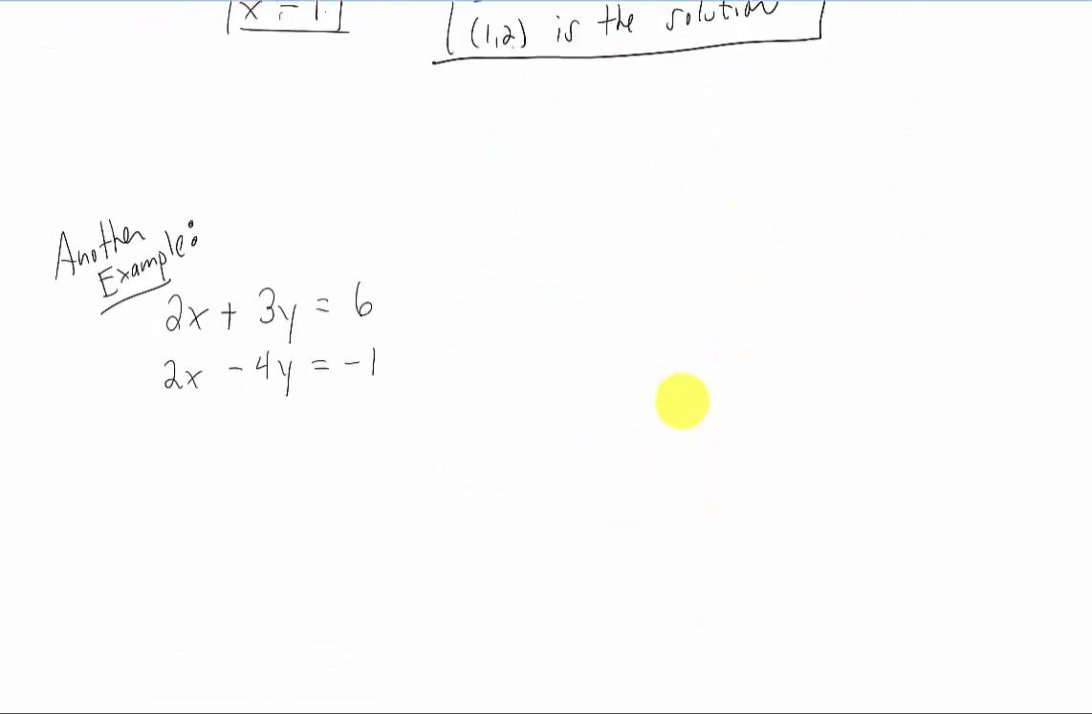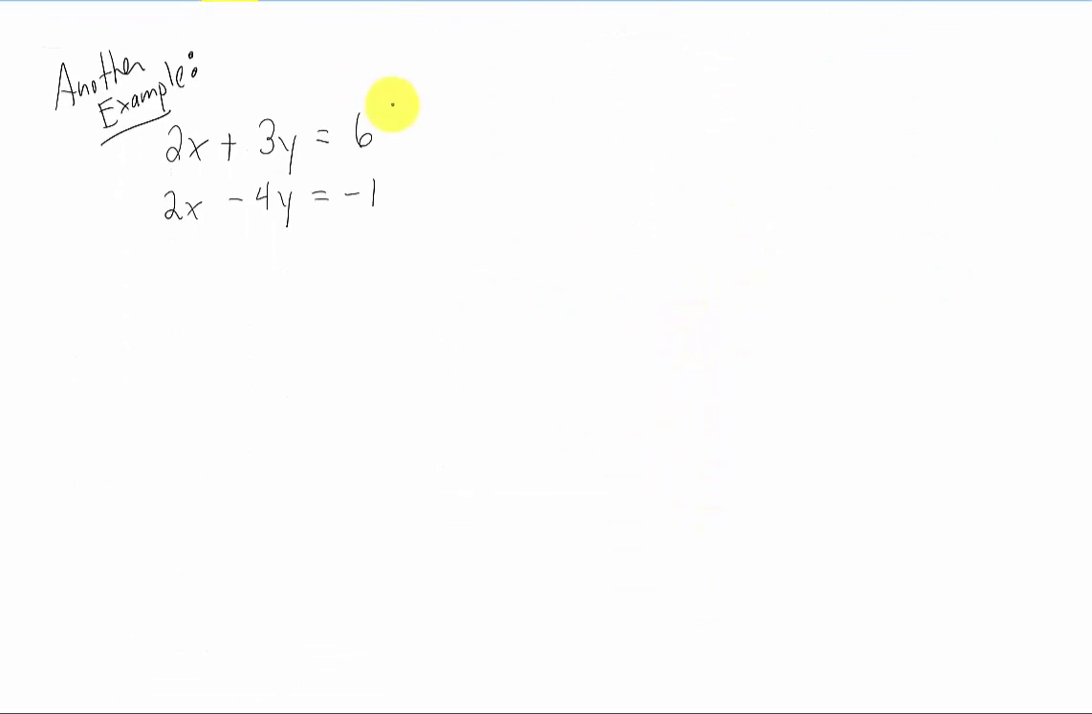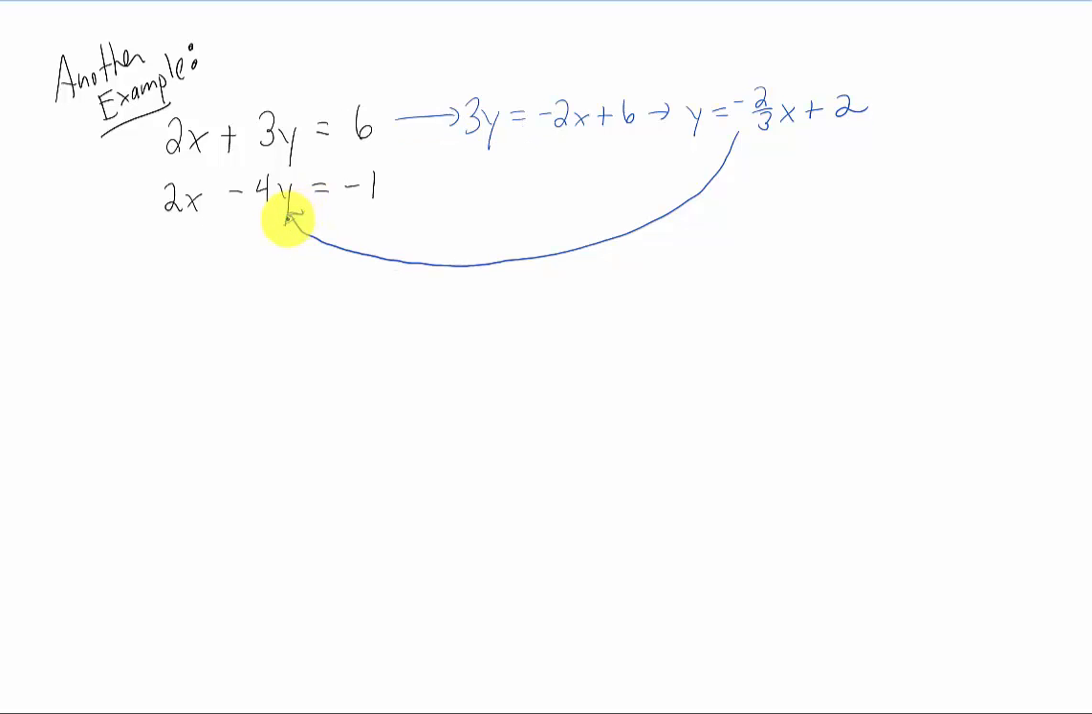Okay, let's do this one more time with another example. This one's going to be slightly more complicated. Again, you can choose either equation to solve for either variable. Sometimes the appropriate choice can make your life a little bit easier. I'll just pick the first equation and I'll solve for y. So I got y is negative 2/3 x plus 2. I'm going to take that y and plug it into the second equation for y.